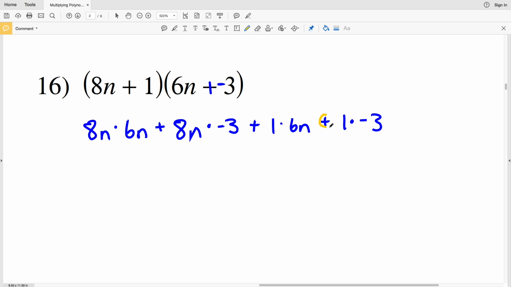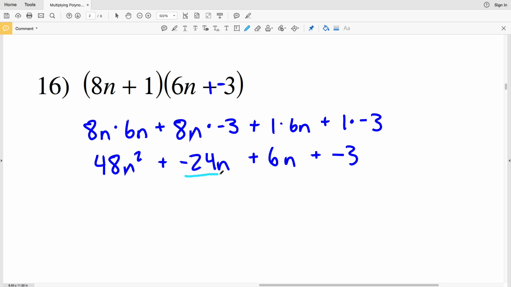And remember, this is addition between each of the terms because I changed everything to addition in the original. So 8n times 6n is 48n squared. Plus 8n times negative 3 is going to be negative 24n, plus 1 times 6n is 6n, plus 1 times negative 3 is negative 3.